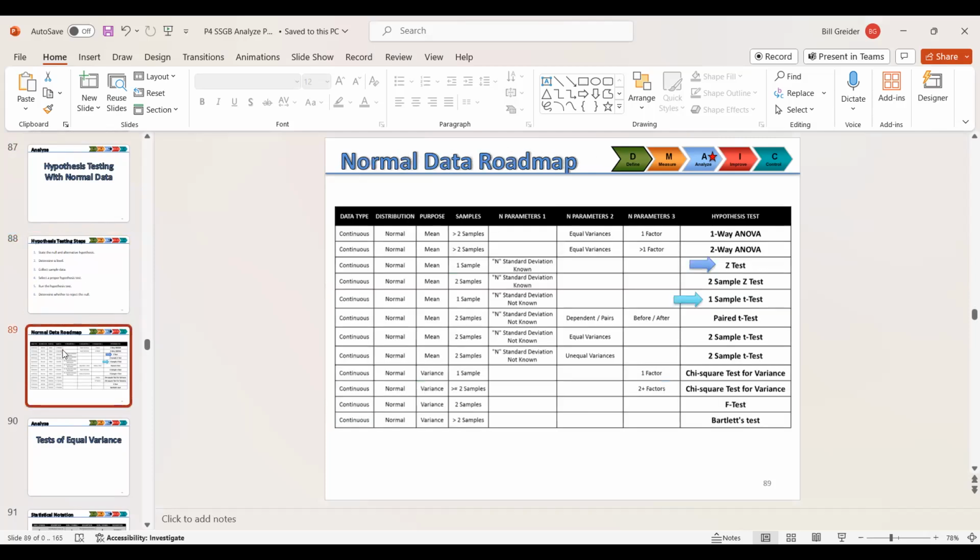And here's the chart. We've already talked about the z-test, the one sample t-test. And again, it starts with the data type, what kind of distribution I have. I might have to do the normality test to see if my data is normal. And the purpose. And how many samples. It's actually going to depend on which test I use. And do I know the standard deviation or do I not know the standard deviation? But it kind of zeroes you in on what's the best hypothesis test to use. So let's start with tests of equal variance.